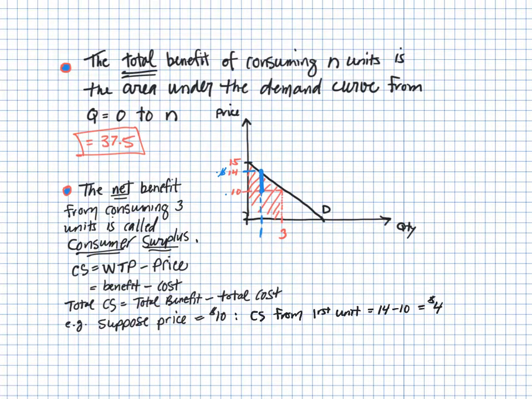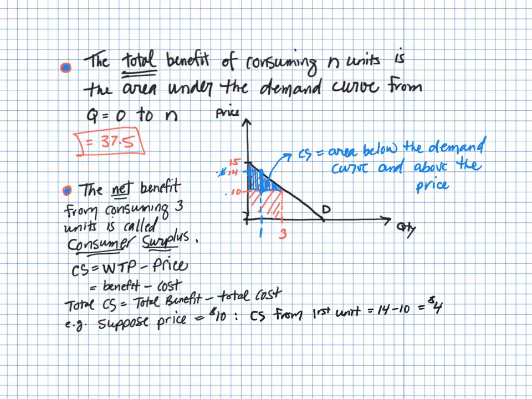Likewise, if we want to figure out the total consumer surplus or the total net benefit from consuming 3 units, when the price is $10, we would have to look at the consumer surplus of not only consuming the first unit, but also the second unit and the third. So what we would do then is look at the area that is below the demand curve and above the price, which is given by the blue triangle there. Again, the area below the demand curve and above the price.